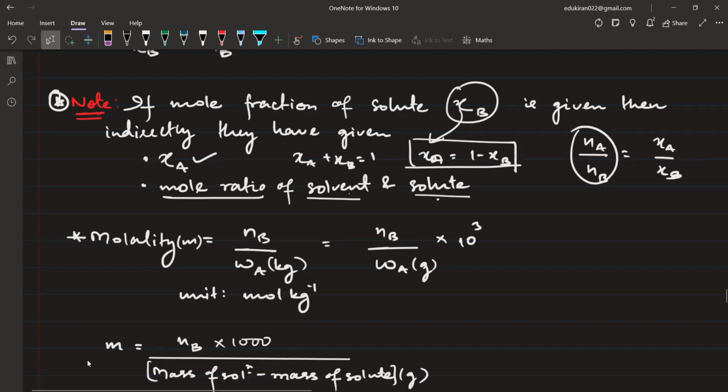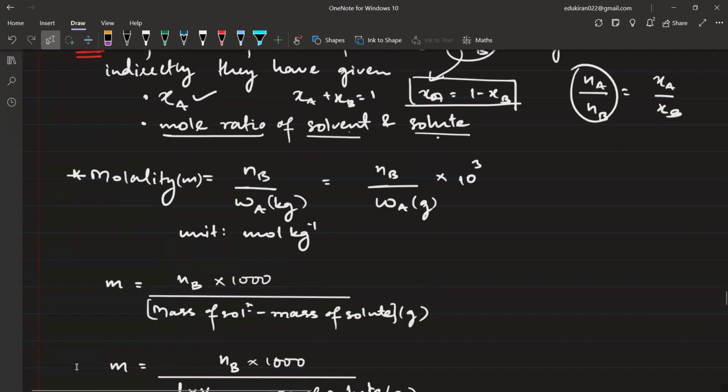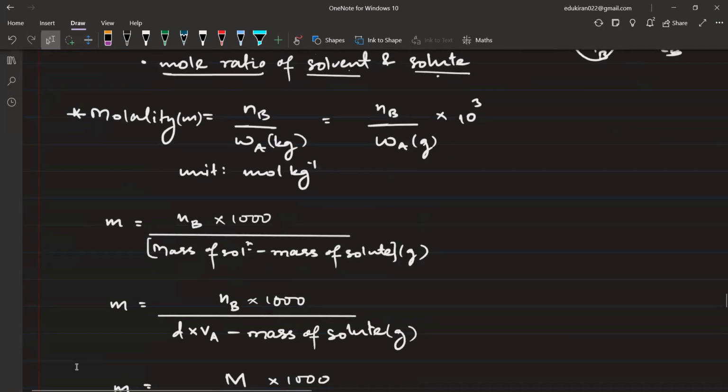Okay. Next concentration term is molality. Molality is defined by the number of moles of solute per kg of solvent. So Nb upon Wa in kg. Wa should be in kg. And if you have the mass of solvent in grams, you will multiply this whole thing by 1000, 3 zeros. The unit of molality is moles per kg.